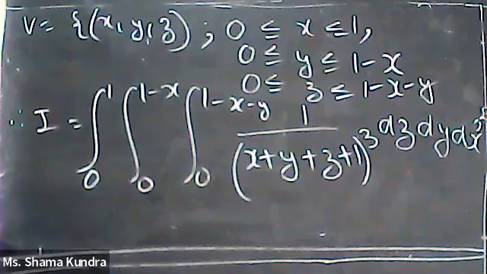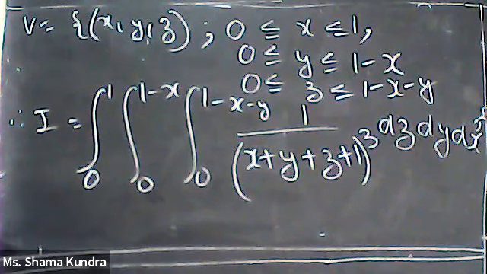Don't worry about this order until limits are given. Follow the order only when limits are given. Otherwise, we never follow the order. If limits are not given, always follow the order according to the given limits.